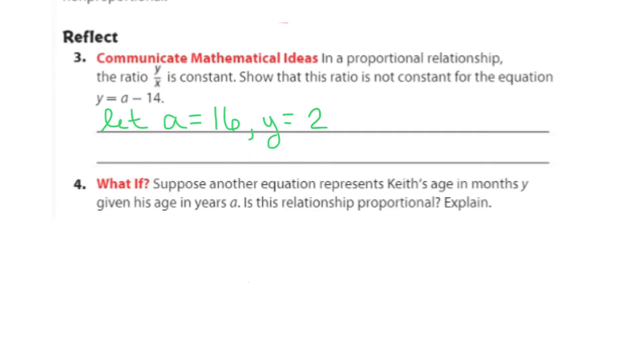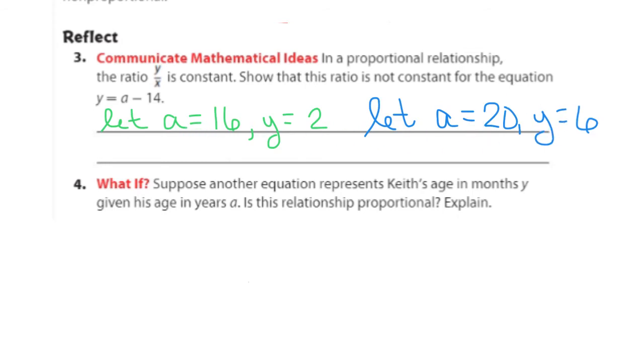And then if I try a different one, I'm going to let a equal 20 and calculate y. So if a is 20, a minus 14 would give me 6. So this would be 6. We have to make our y over x. We have no numbers to use for that. So I made my own y and x. This is the same as x. My y and my x.